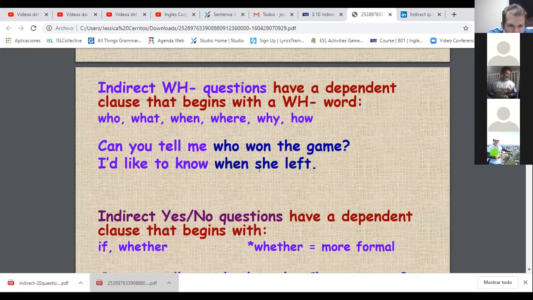Indirect WH questions have a dependent clause that begins with a WH word. Who, what, when, where, why, how? Any of the WH questions. Can you tell me who won the game? That question, Gerardo, in what verb tense? No, Gerardo, ask me that question directly, not indirectly. The indirect one is already done by you. How could it have been direct?